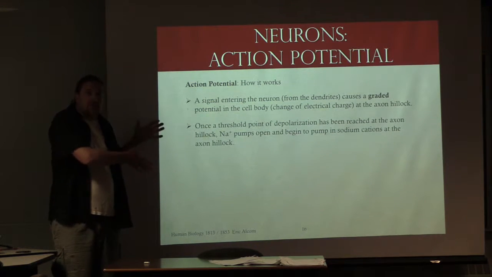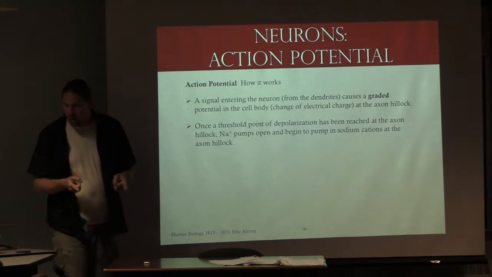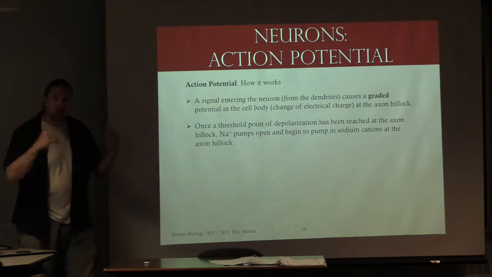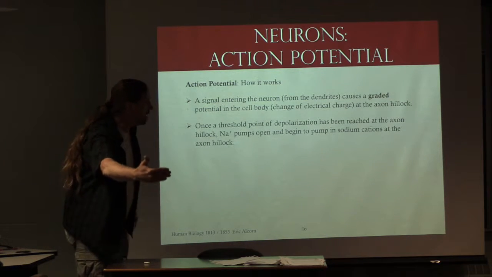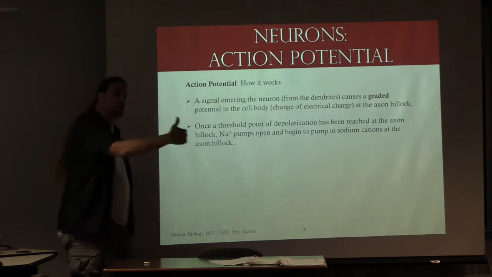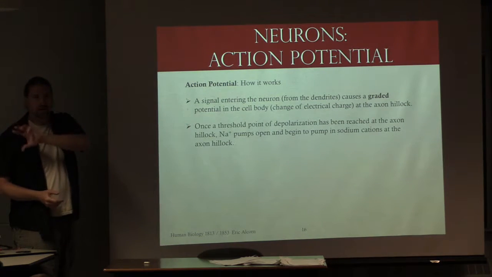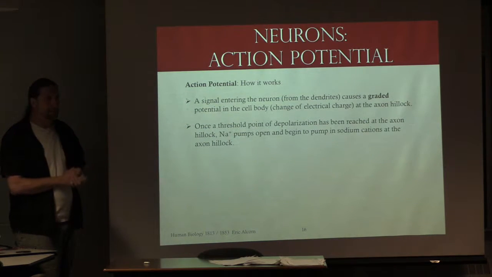So as the area next to it becomes positive, that positive charge opens up the sodium voltage gates right next to it, allows sodium in, which makes that area positive, which opens up the sodium voltage gates next to it, and so on and so forth, all the way down the axon. That way that current gets moved down the axon. Does that make sense? And that's really important to understand.